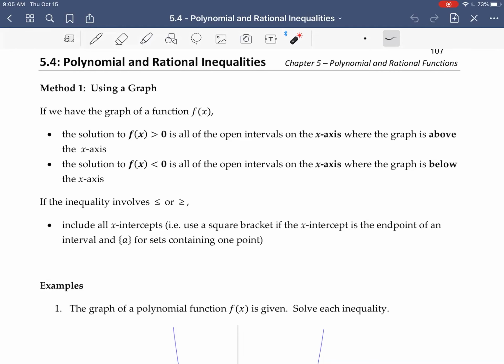In this video, we're going to talk about inequalities again, but this time with polynomial and rational functions involved. There are two main ways that you can solve these. The first is using a graph.